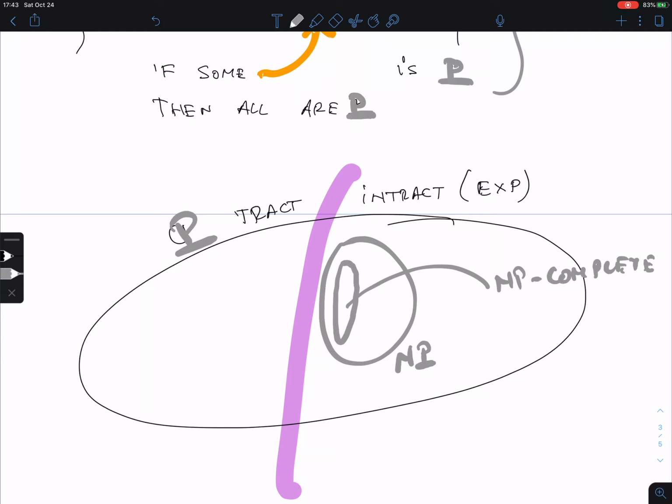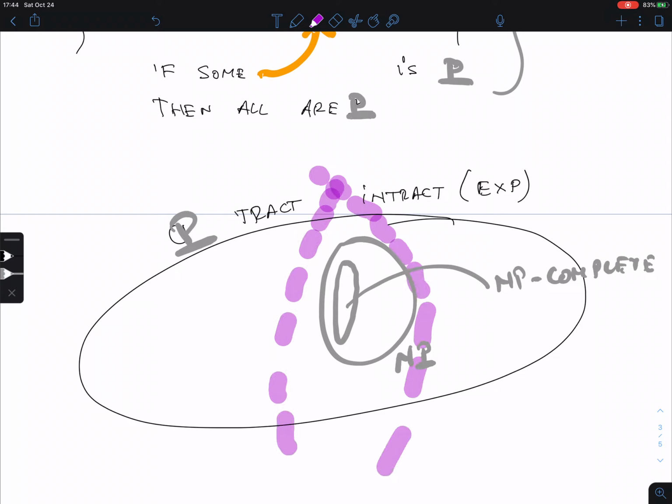Now what is the problem is that we actually don't know where this line lies. So is it this way or is it this way? That's the P versus NP question. If P equals NP, that means all these NP problems that we think might be intractable at the moment are actually tractable, actually polynomial. So that's the P equals NP situation.